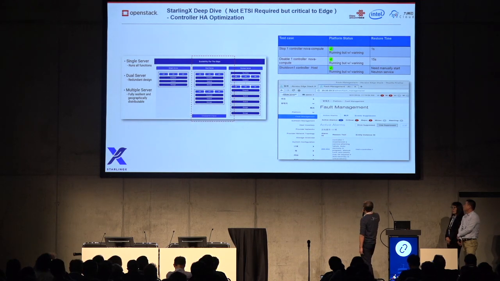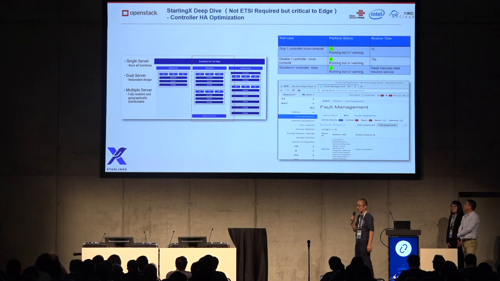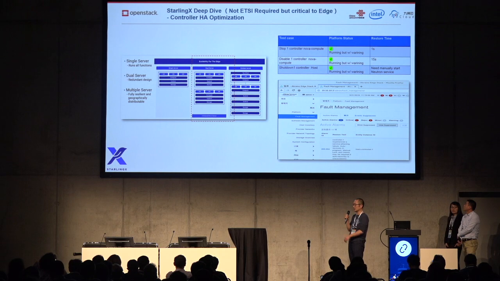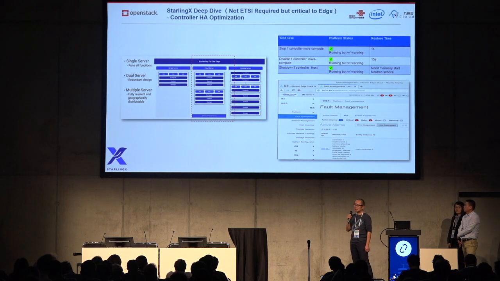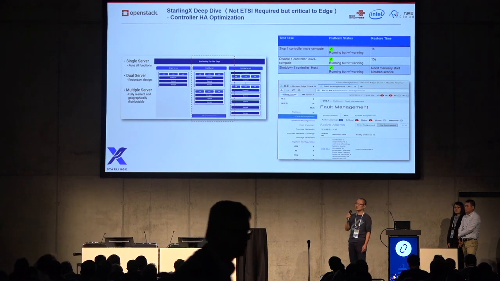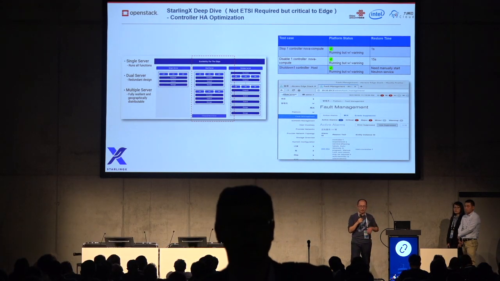Here we can see maybe this is a gap. We need to do more work to make it better. We can see the Neutron service needs to be restarted manually. This is what our result can show.